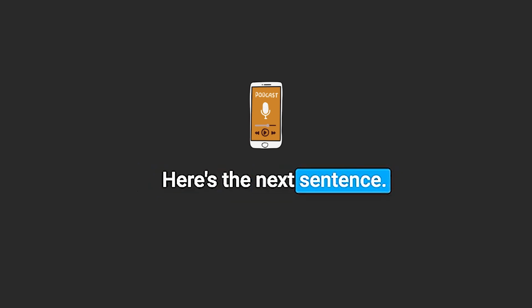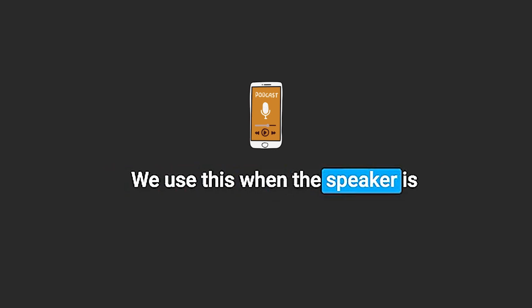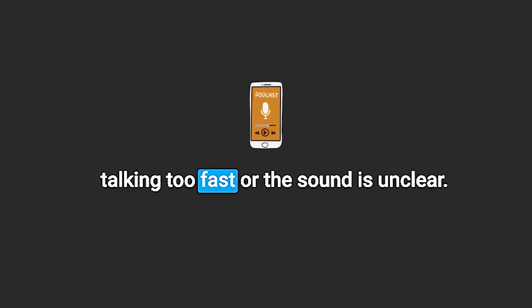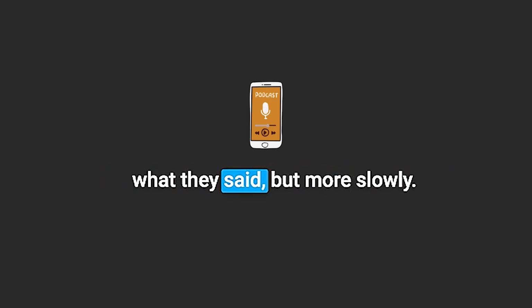Here is the next sentence. Could you say that again a bit slower? We use this when the speaker is talking too fast or the sound is unclear. You want the person to repeat what they said, but more slowly.